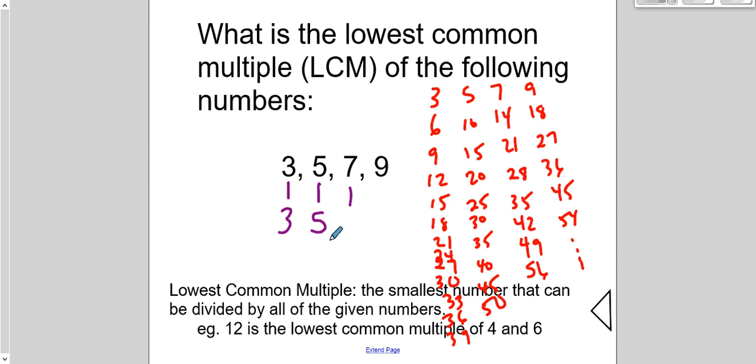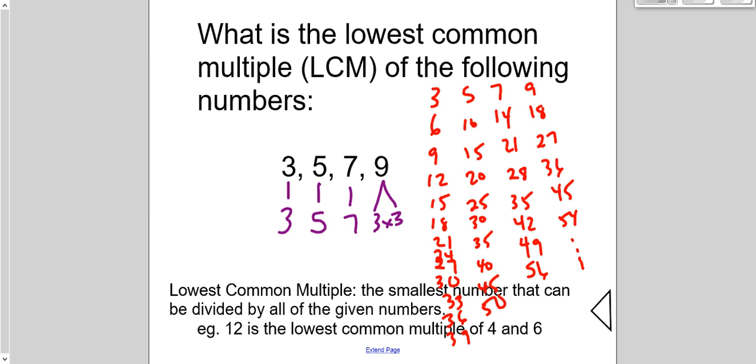7 is a prime number. The only thing that multiplies to 7 is 1 and 7. But 9 is not. 9 is the same thing as 3 times 3, so that's not a prime number. So if I'm trying to figure out what my lowest common multiple will be, I want to make sure that I include all my prime numbers.